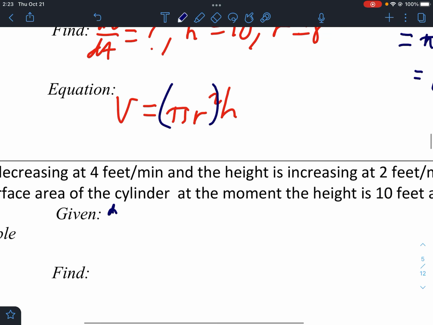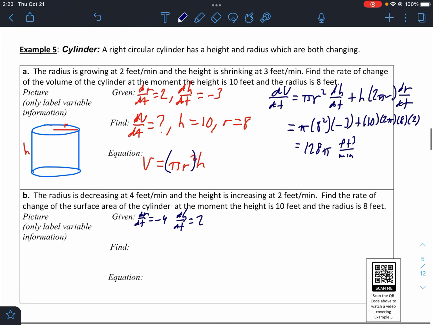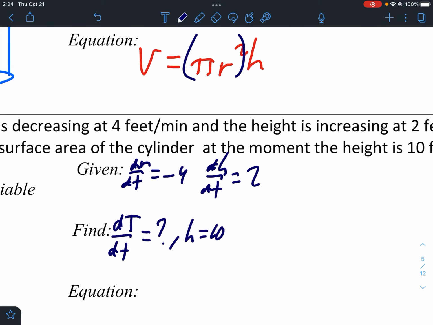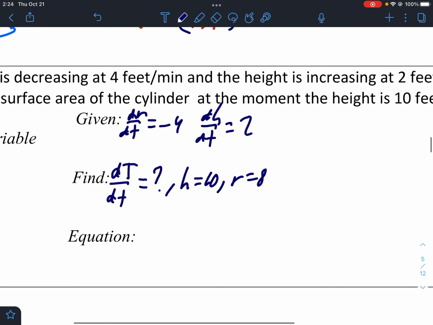The radius is decreasing at 4 feet per minute now. So dr/dt is -4. And the height is increasing. So dH/dt is 2. Find the rate of change of the surface area. All right, so this time we're looking for, I use capital T for surface area. Some people use something different, but I use capital T. You can use S or just A for area, that's fine too. And still H is equal to 10 and R is equal to 8.